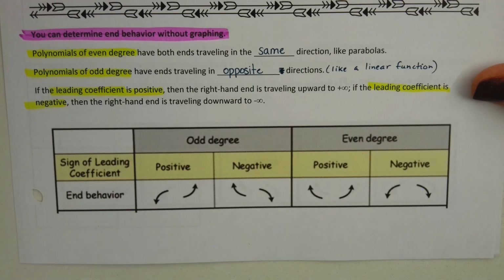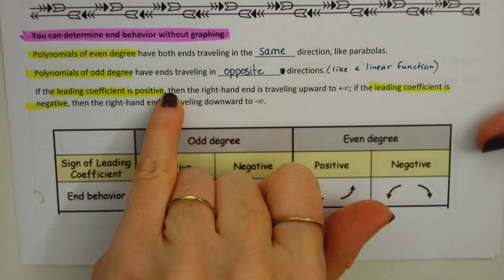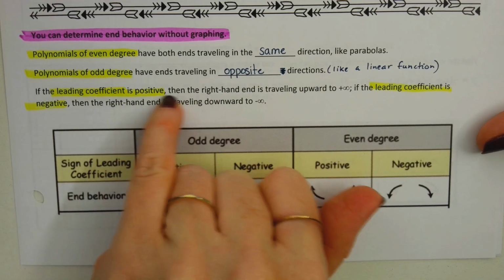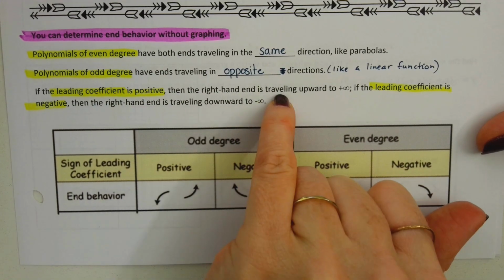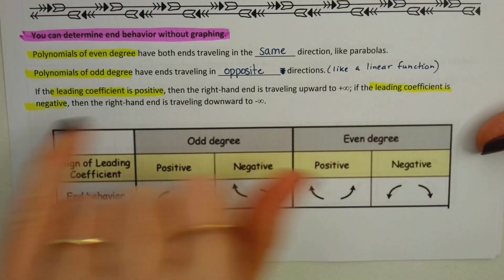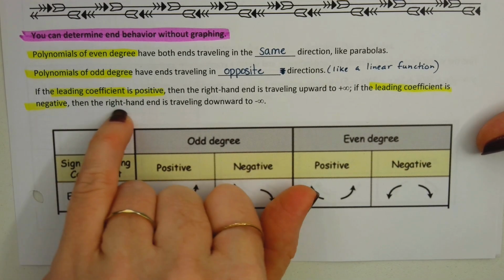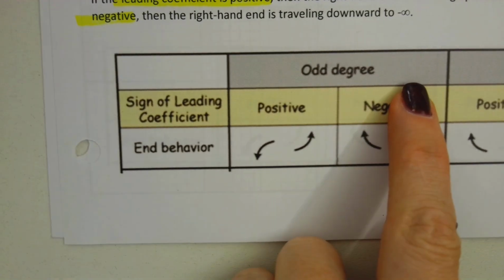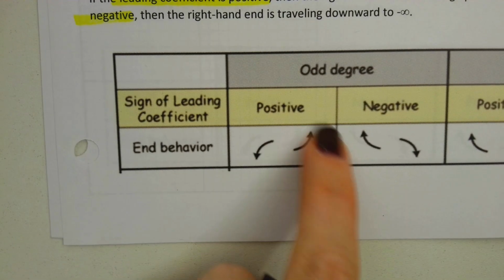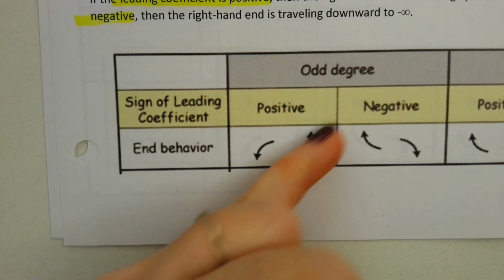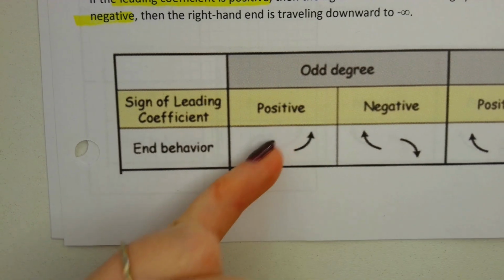Now, if we look at how to figure it out, if the leading coefficient is positive, then the right-hand end is traveling upwards towards positive infinity. But if the leading coefficient is negative, then the right-hand end is traveling downwards towards negative infinity. Let's see that in the table here. So if we look at odd degree, this would just be like a positive sloped linear function. It's going to go up as it goes to the right, and it goes down as it goes to the left.